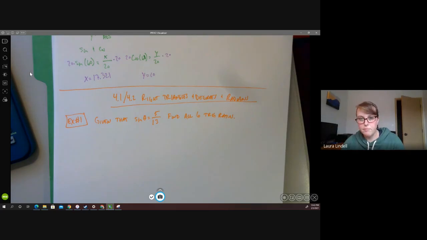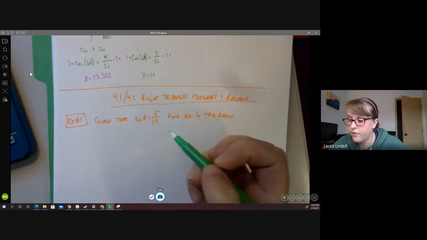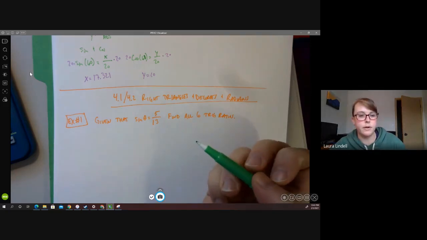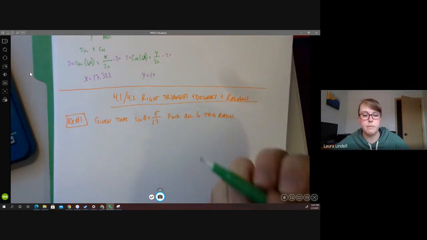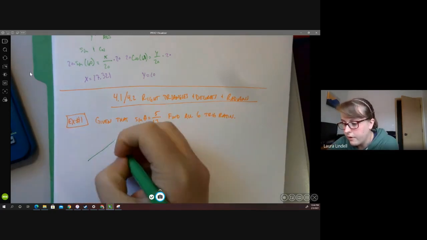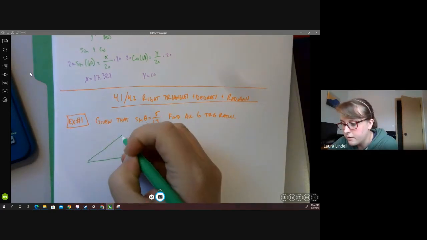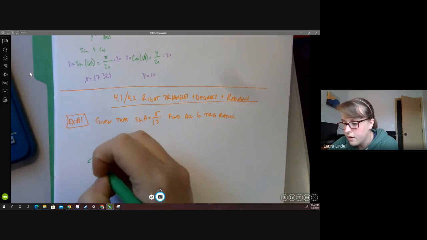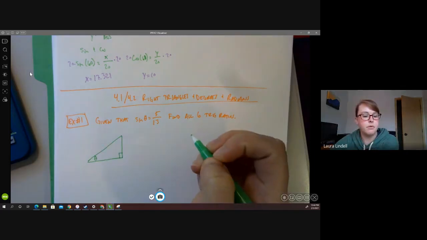Okay. So we might have seen a question similar to this in M5. We might not have quite gotten all the way there. But given that sine is 5/13, find all 6 trig ratios. So we know from yesterday and from hopefully past years as well that sine is opposite over hypotenuse. So we're going to start with that. We're going to build a triangle here. So for now, just draw any generic right triangle. I'm going to draw mine like that and put theta in the corner.